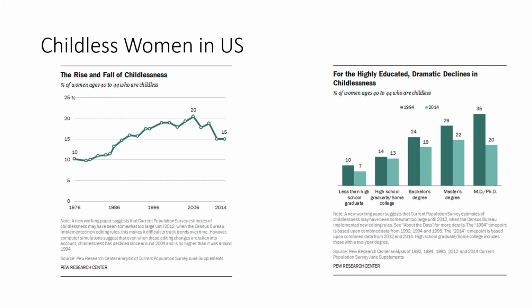And these declines have happened across all education levels, but you can see the most dramatic declines are for highly educated women. And so whereas in the past, highly educated women may have felt like they could not have kids and maintain a career that goes with high education, we're seeing shifts in that now, which is a good sign.